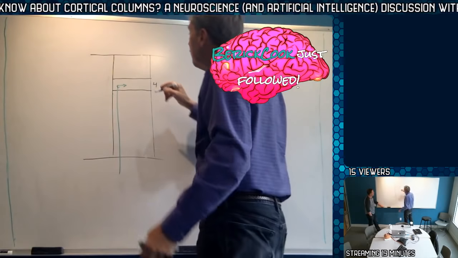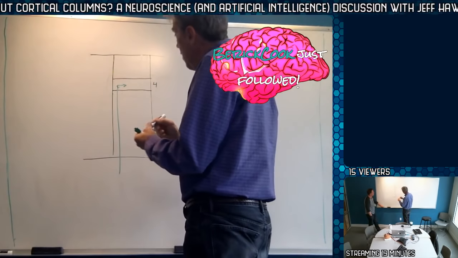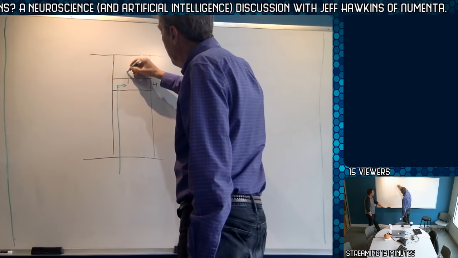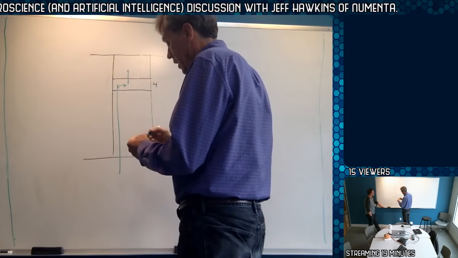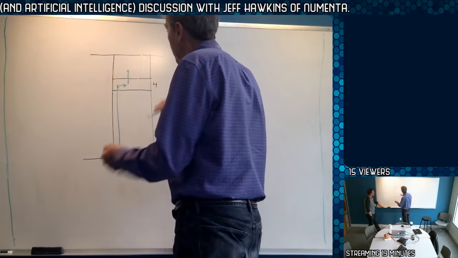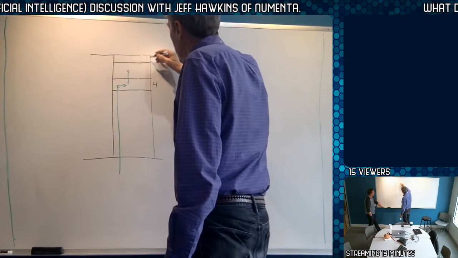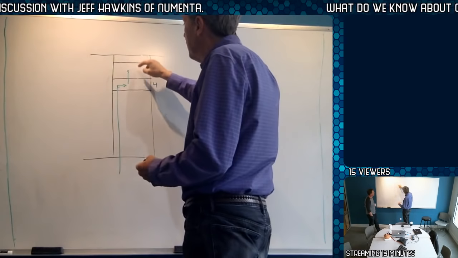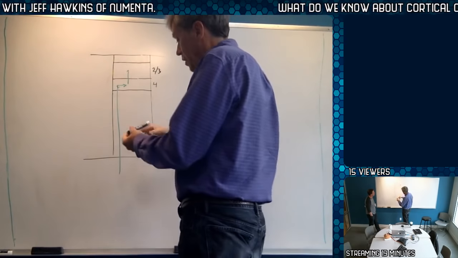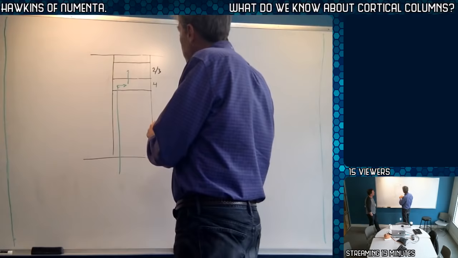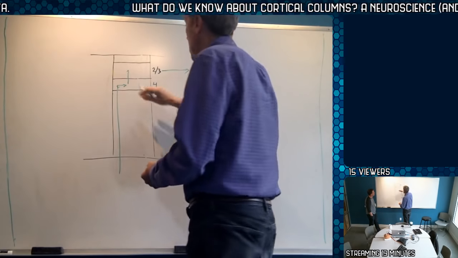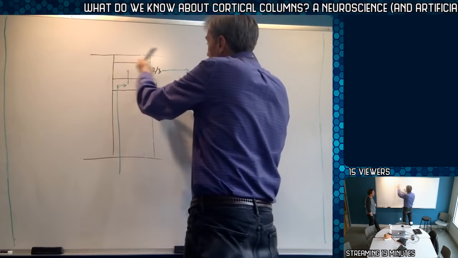The general view is that information now goes in the following way. People say this information flows up to layers 2, 3. We'll just call them 2, 3. This is what you'd see in most books, most introductory stuff. So it goes from 4 to layer 2, 3. Layer 2, 3 actually is an output layer of the column. So you've already gone two steps and you've output something.